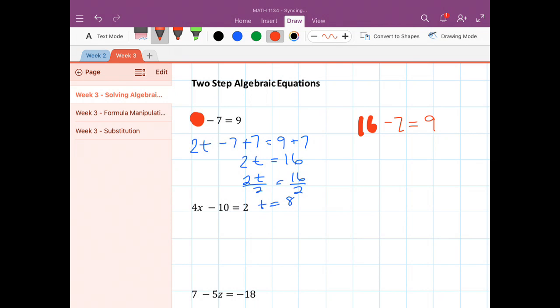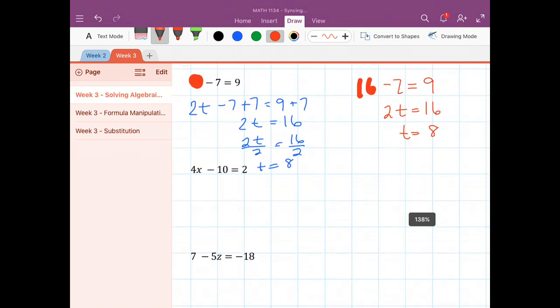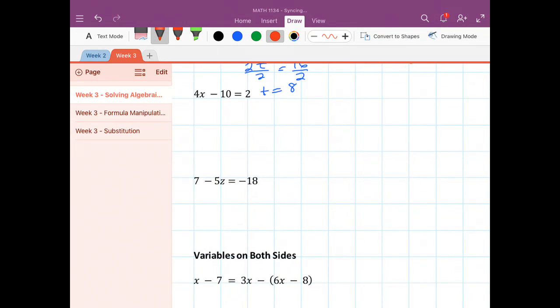Okay. So I know that 2t must be 16. 2 times something is 16. 2 times 8 is 16. So depending on how you want to think about it, you're welcome to look at it either way.